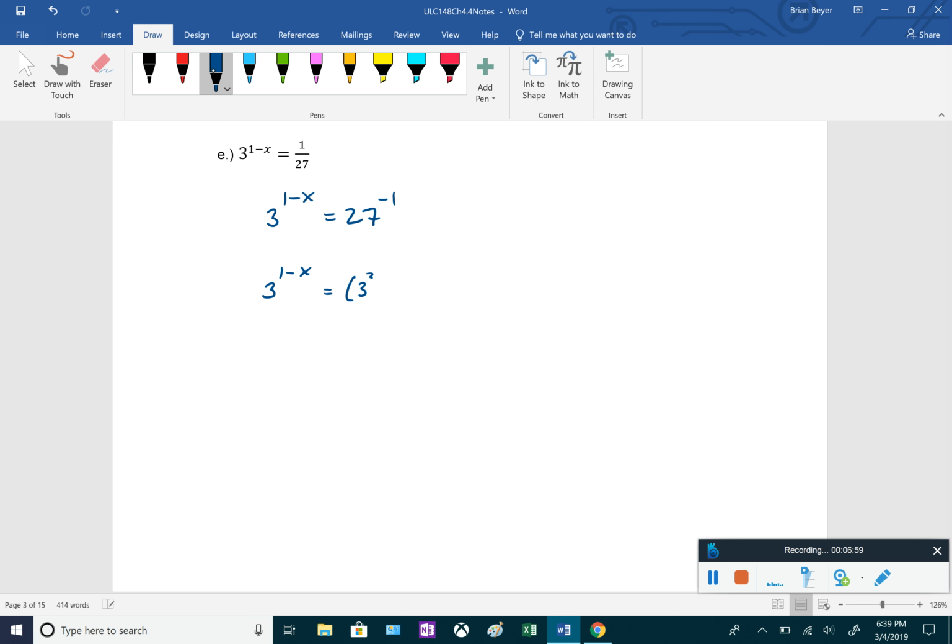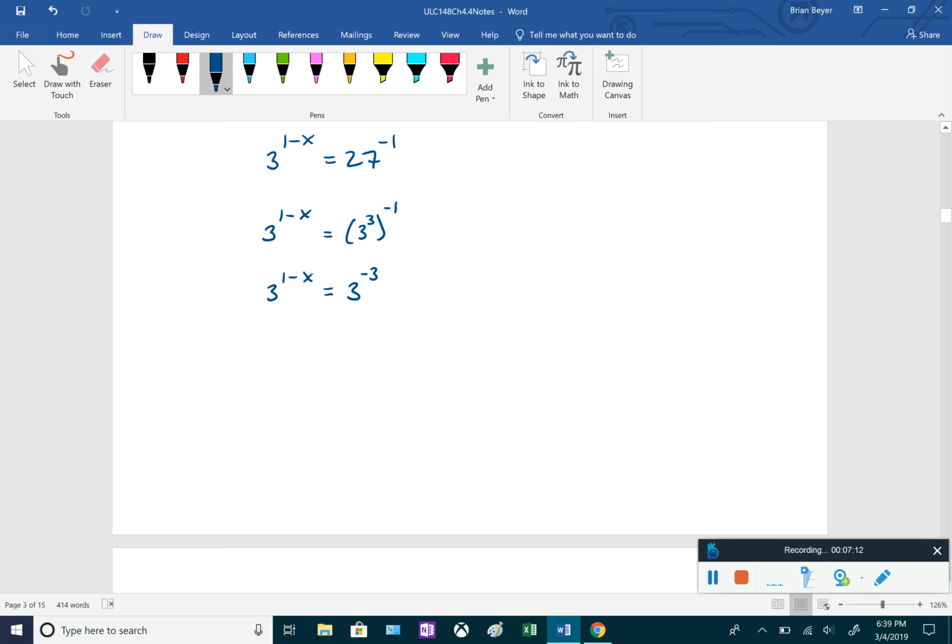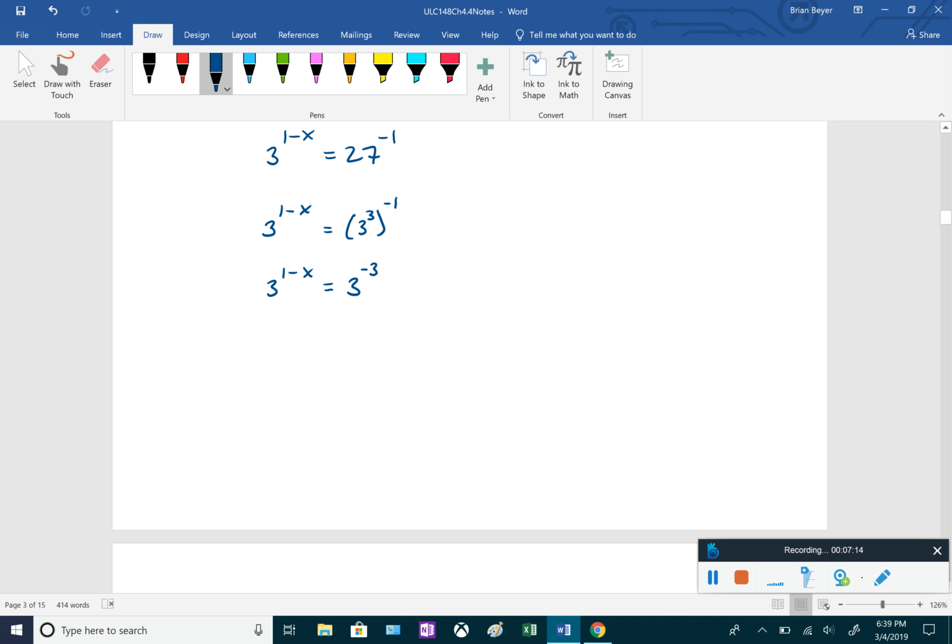We're going to rewrite 27 as 3 cubed, just to get the same base as 3. And then this is going to be 3 to the negative 3, so power to a power, we multiply the 3 times the negative 1. Once we have the same bases, we drop the base and equate the exponents. So 1 minus x equals negative 3. I'm going to add 3 to both sides, add x to both sides, and get x equals 4.